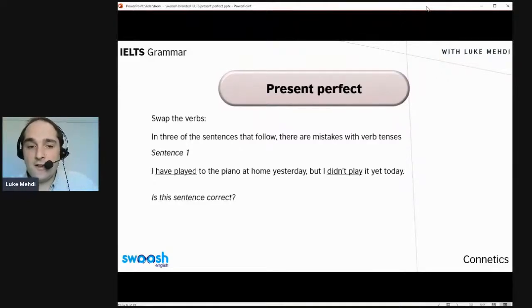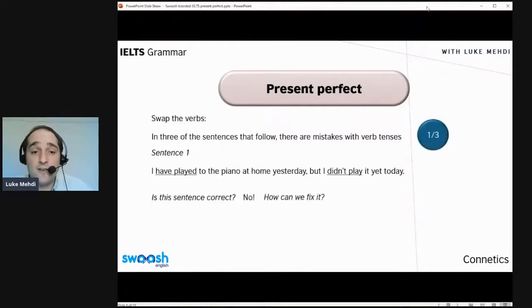This sentence, unfortunately, is incorrect. So there's our first incorrect sentence. How can we fix it? We need to swap the tenses. So yesterday, that is finished. It should be simple past. Didn't play it yet today. Maybe you're going to play it later, but you haven't played it yet.